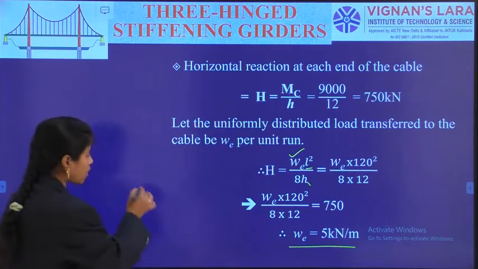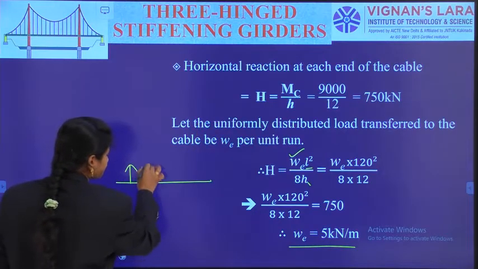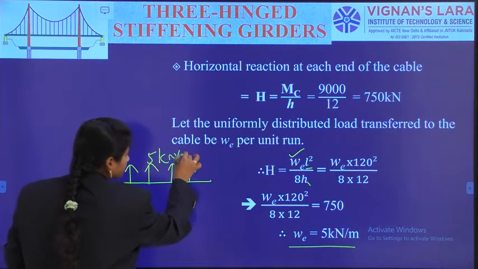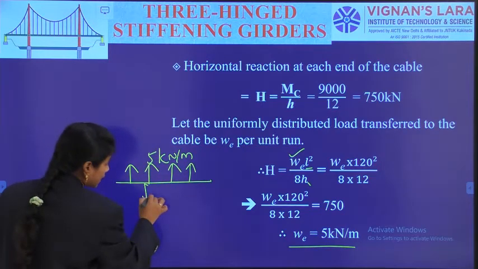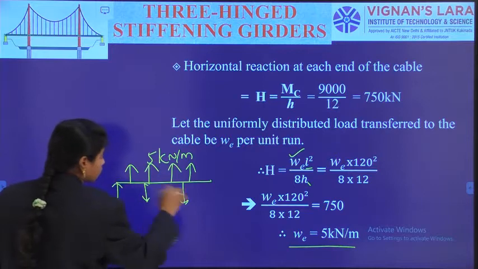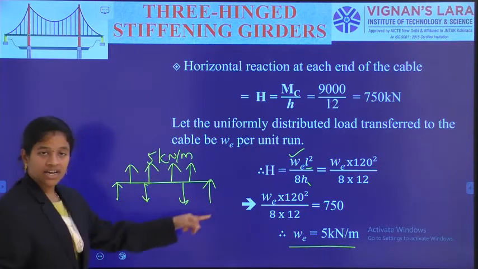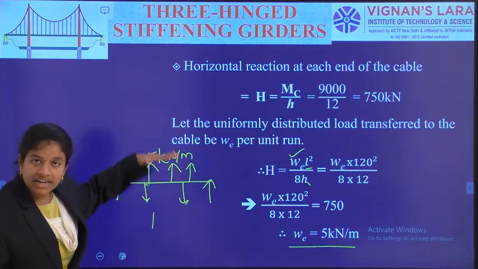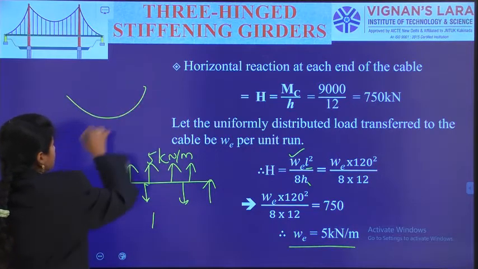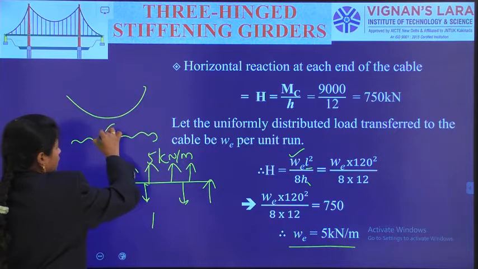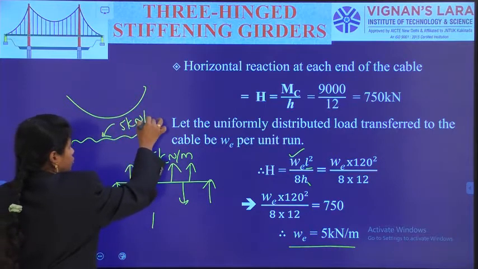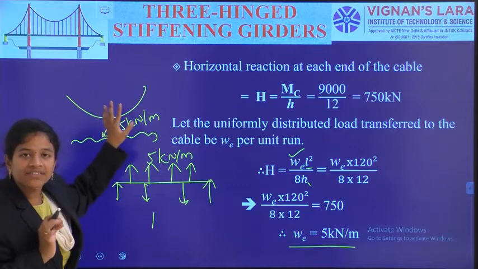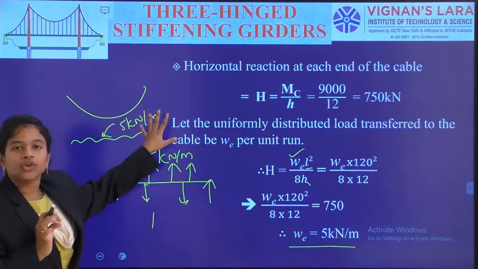So on the girder, I can observe a 5 kilonewton per meter upward UDL and the application of 2 point loads. So this is the original condition of the girder. These loads are being converted into the UDL. Now the cable has a UDL of 5 kilonewton per meter only. So only the cable structure has a UDL of 5 kilonewton per meter.